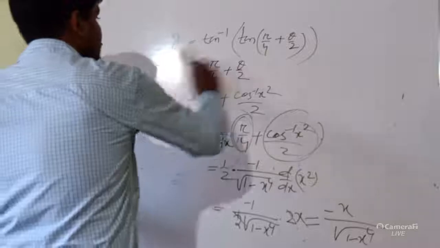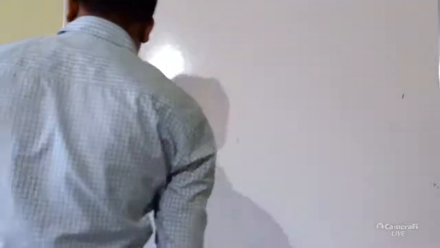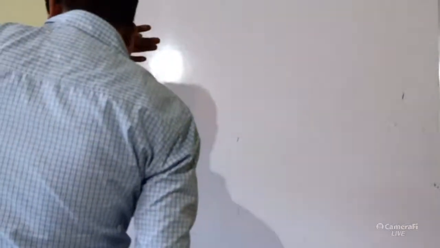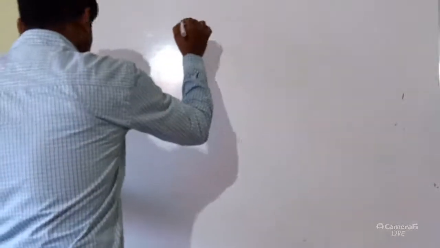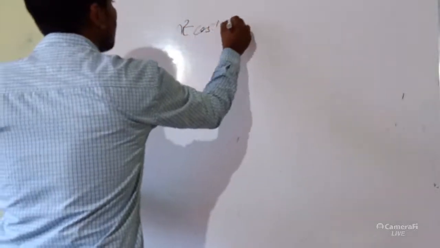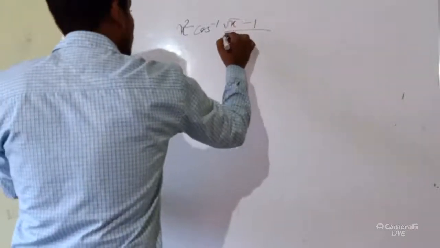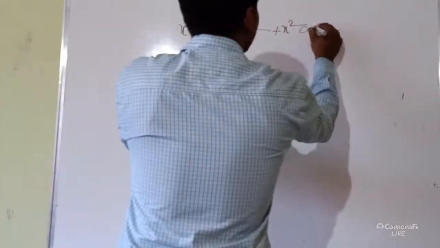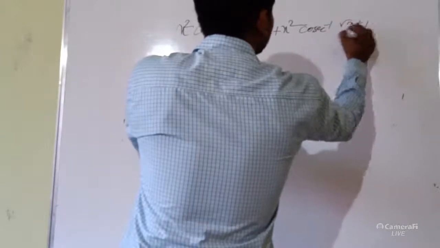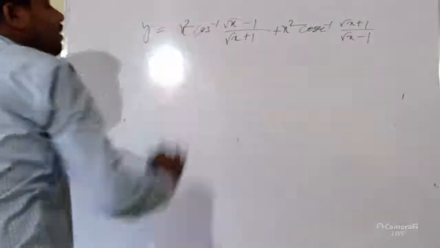Now the next question is: y equals x square cos inverse of root x minus 1 divided by root x plus 1, plus x square cosec inverse of root x plus 1 by root x minus 1. This is y, and we have to find dy by dx.